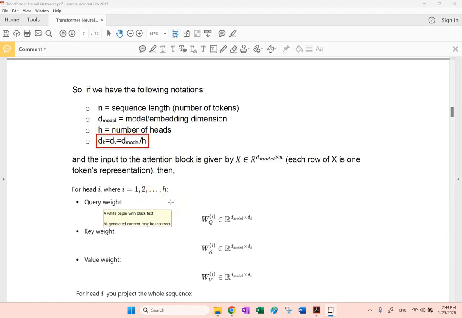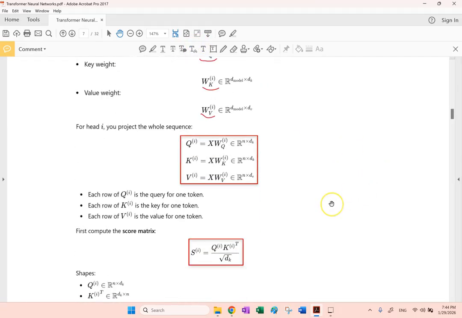And let's say your sequence has n tokens in it. The total dimension of the higher dimensional space is d_model. The dimension for each head is d_k, which is d_model over H. Good. So each head will learn these W_Q, W_K, and W_V for the query, key, and values. And then you can get the individual Q, K, and V matrix for each head, which are going to have dimensions of n by d_k. Why n? Because you have n tokens, and each one has a dimension d_k.